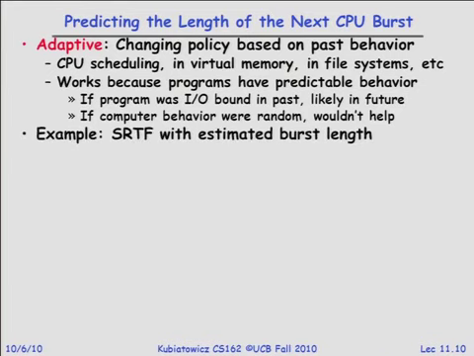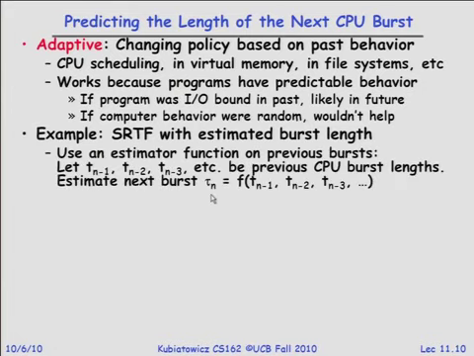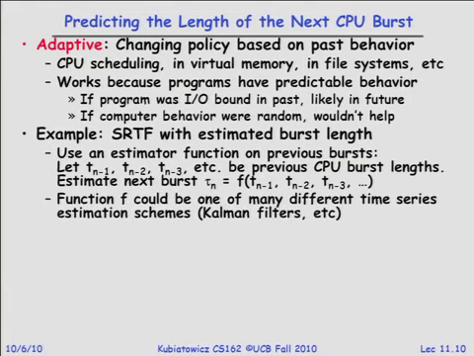But here is one option. We could build an estimator function. How many people have seen functions like this, right? This is where the predicted time for the burst is a function of previous bursts. Okay? How many of you have seen these before? Yeah. I mean, this is pretty common. So F could be many different types of things here, Kalman filters, whatever. There's whole classes you could take here at Berkeley on this kind of idea.